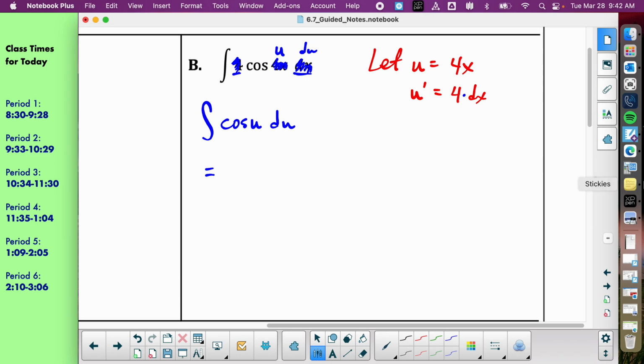It is positive sine, yes. So the derivative of cosine is negative sine, so the integral of cosine is positive sine. Okay, so we've got sine of u plus c.